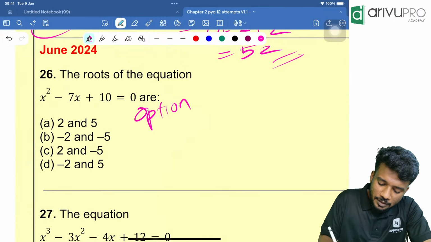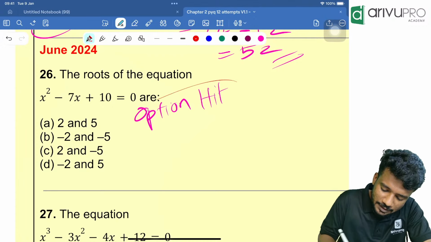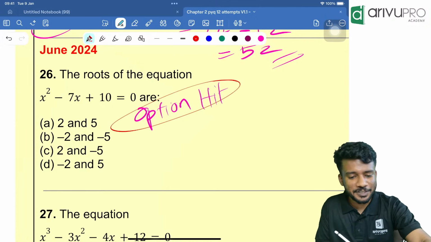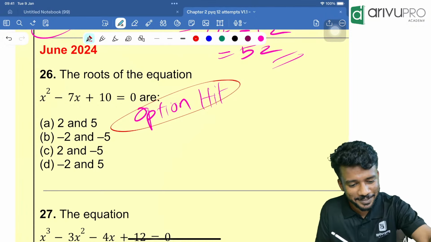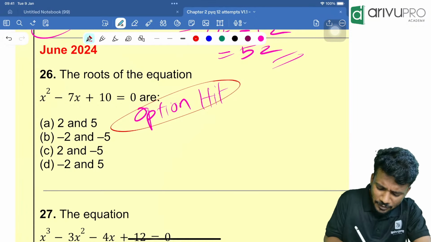People, hit the option directly. Which option are you going to start off with? Yes, right answer. Many people are getting the answer. Good. Try with option A itself.